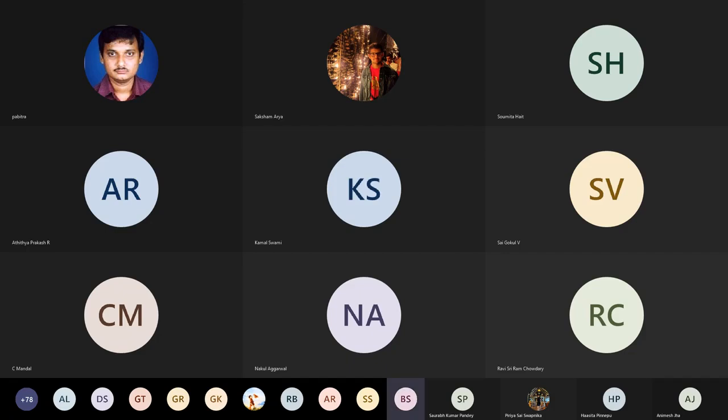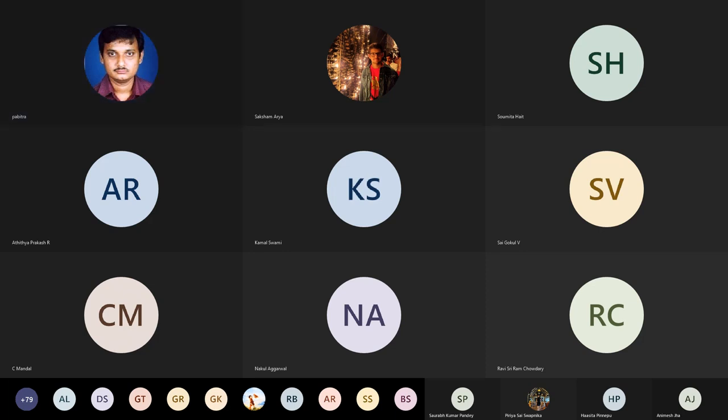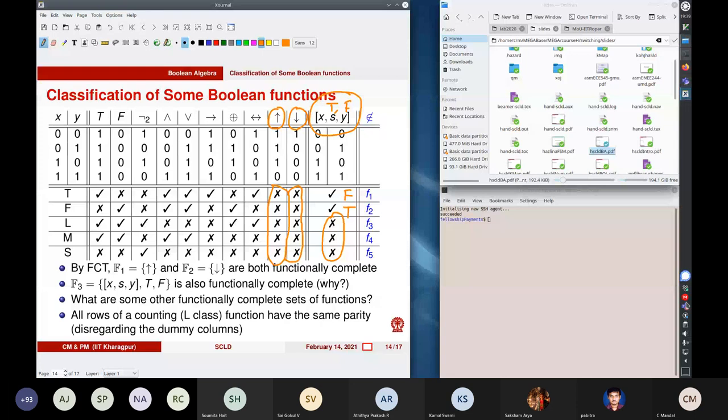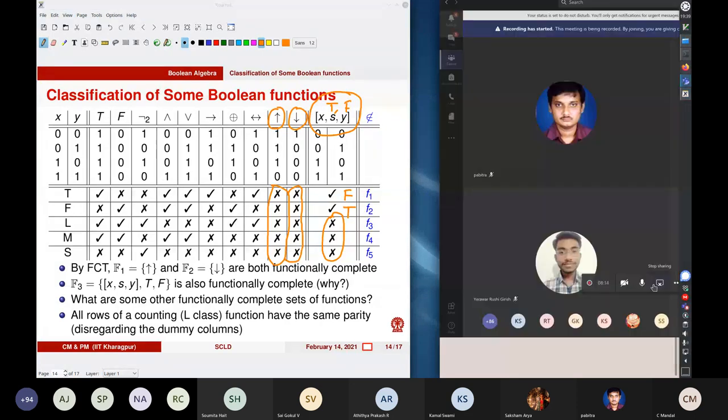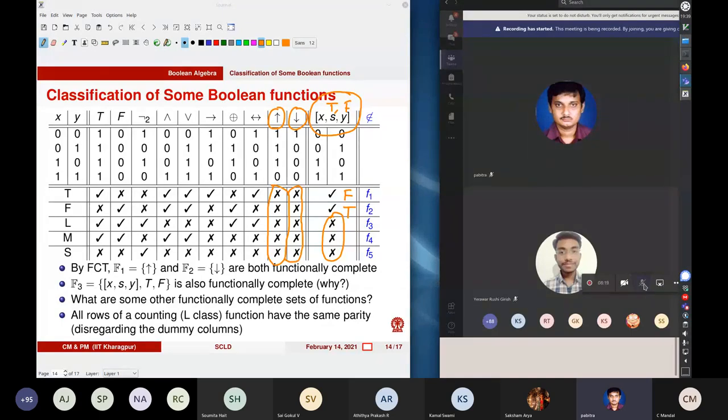The screen is not so visible. CRM, can you share your screen? Oh, sorry. No. Okay. No. What is happening? Yeah, now it's visible. Okay. All right.